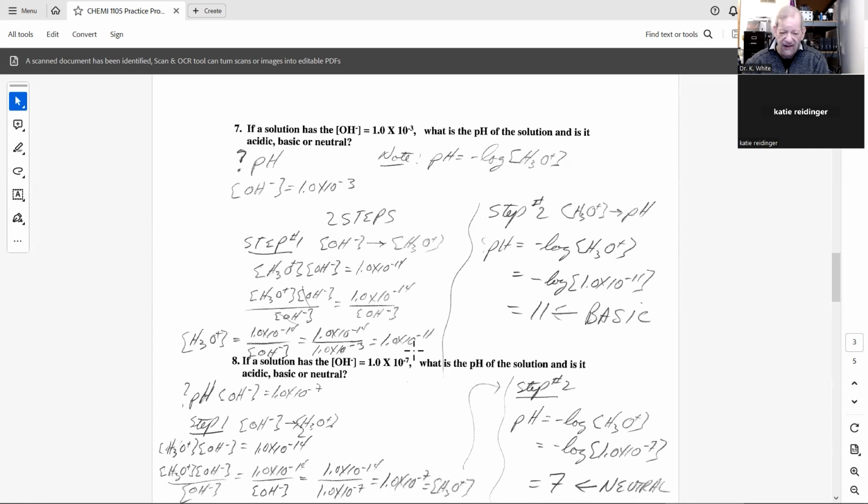we put that in there and we get the hydronium ion concentration is 1.0 times 10 to the minus 11. Are we done? No, we're trying to find pH. So you need a second step. Second step, you take the H3O plus hydronium ion concentration and convert it into pH. How? pH equals minus the log of the hydronium ion concentration.